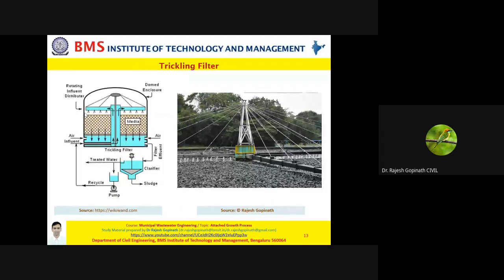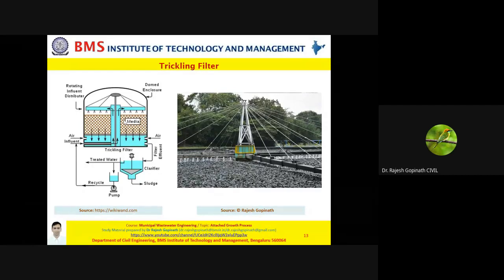Now there are different technologies which employ the concept of attached growth process. The most important and probably the most famous is the trickling filter. A trickling filter is there further in your curriculum, so I'll be delving into it in detail in your subsequent classes. But this is how a trickling filter looks. If you observe, you would find that most of the structure is underground. This blue color is your rotating arms. Now this portion what you see here is entirely below the ground.